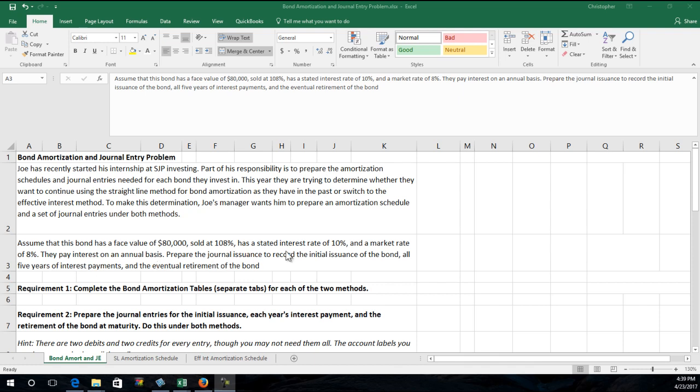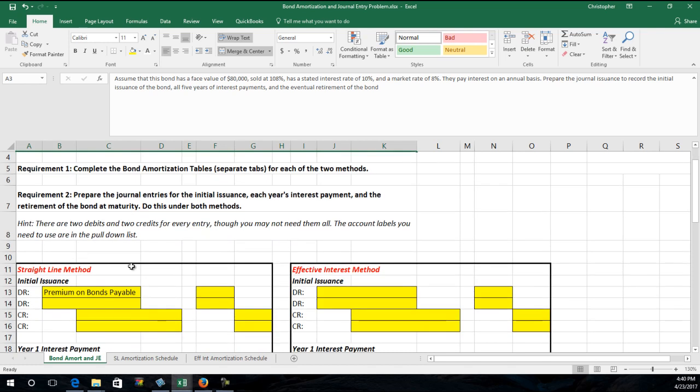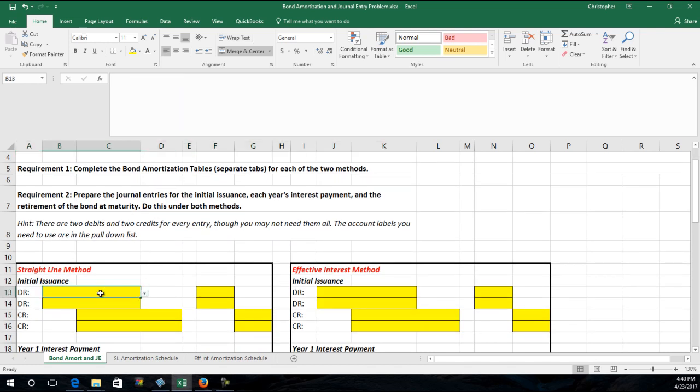We need the journal entry to record the initial issuance of the bond, all 5 years of interest payments, and the eventual retirement of the bond. So requirement 1 is going to be to complete the bond amortization schedules for both methods. So we have straight line and effective interest method.